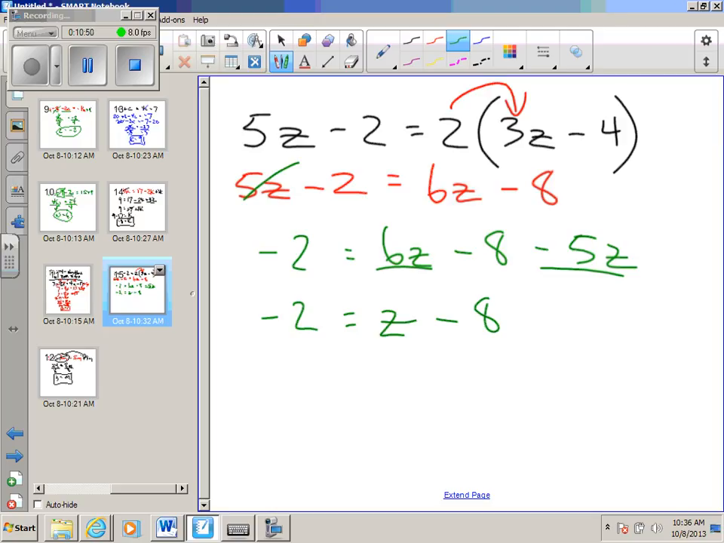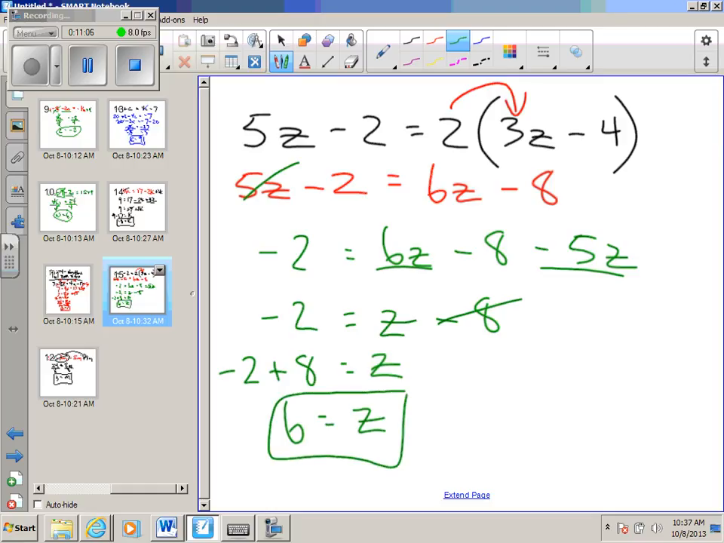Get rid of the negative 8 by doing what? Adding it to both sides. So negative 2 plus 8 is equal to z. 6 equals z.